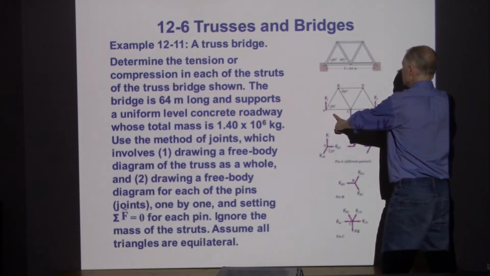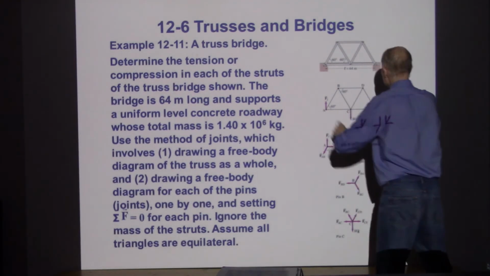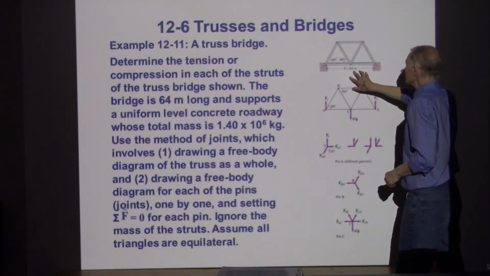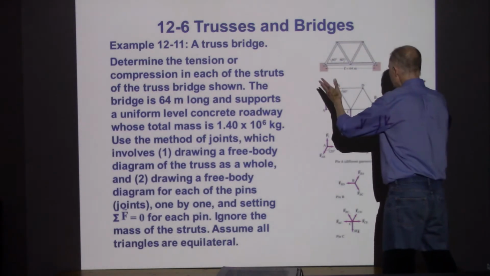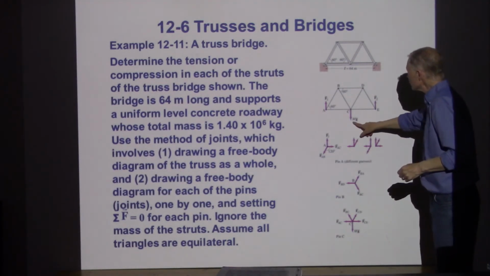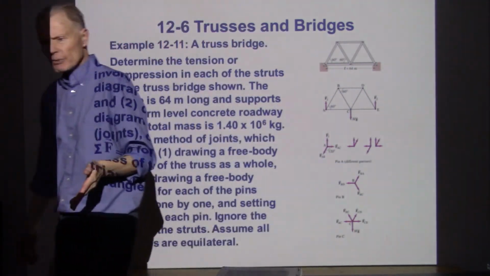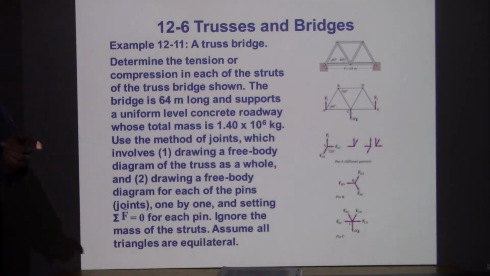So here is the total bridge, and we've got a force 1 on this side, and we've got a force 2 on this side. And since the bridge is symmetric right now, we're going to say F1 equals F2, and each of those is going to support half of the weight. So half of the gravitational force is supported on the left, half on the right.